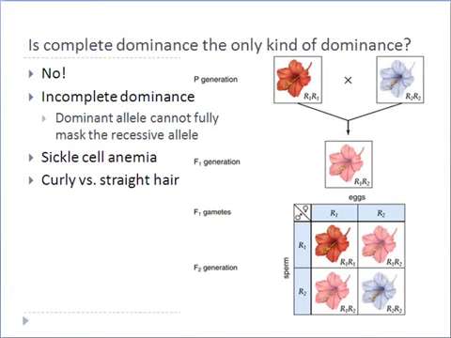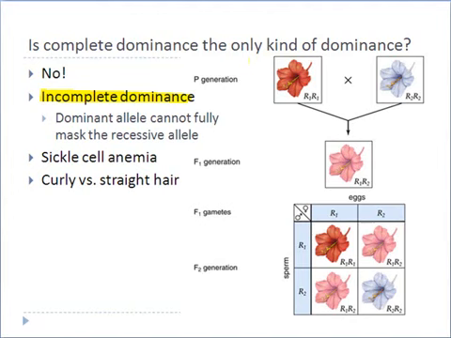Complete dominance, which is the type of dominance that Mendel studied, is not the only kind of dominance out there. There are actually other types of dominance, including a type of dominance called incomplete dominance. And in incomplete dominance, the dominant allele is not able to completely cover over or mask the phenotypic effects of the recessive allele. And I'll give you an example.